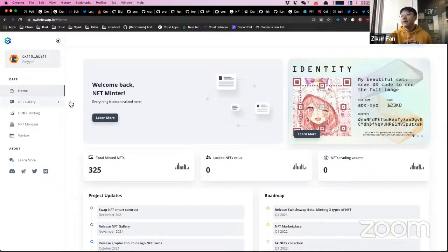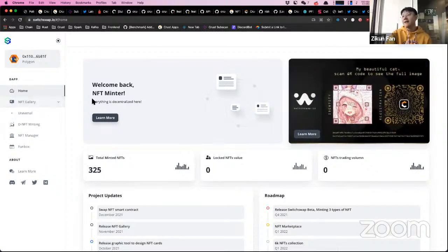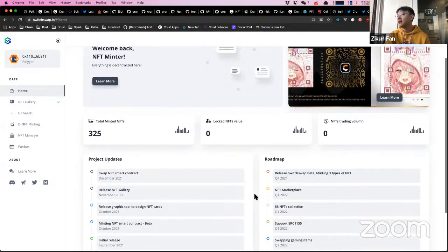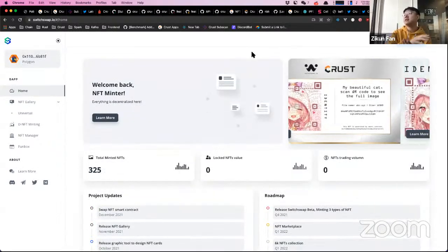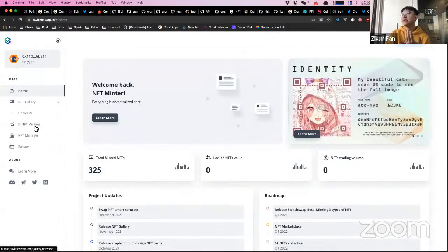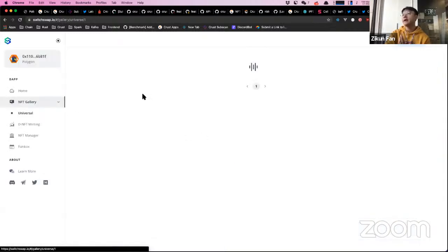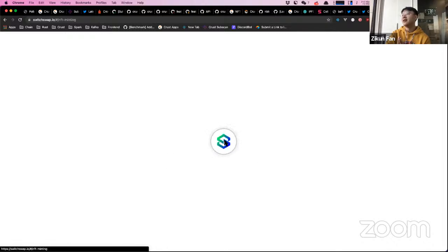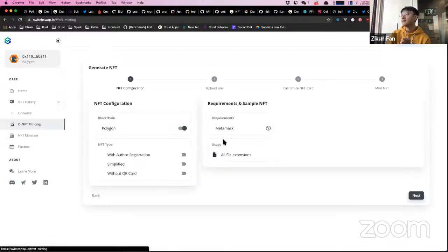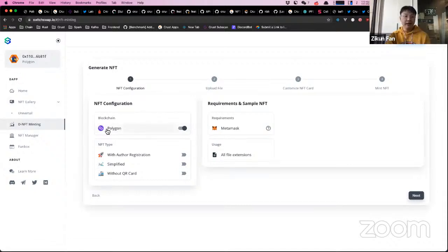Yeah, it's here. And this is a decentralized NFT mint platform, and it now integrates with Polygon. Oh, it's open. And you can just mint your NFT with Matic, the native token of Polygon, and with Crust.